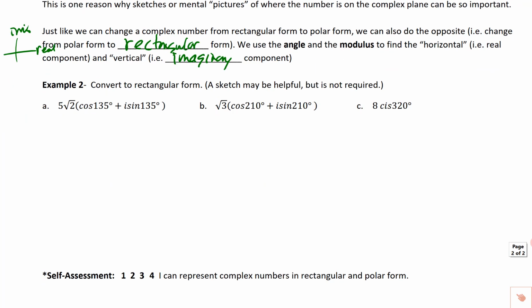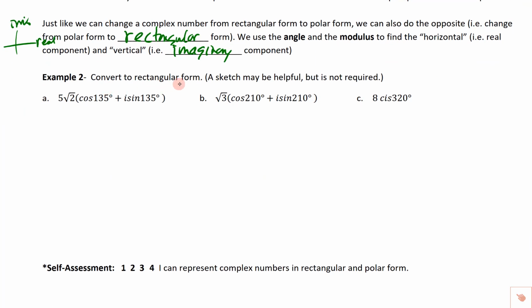Let's figure out what's going on in these examples. It says convert to rectangular form. These are already in trig form or polar form, and we want to convert this. A sketch could be helpful, but it's not going to be required. So here's what I'd like to do.